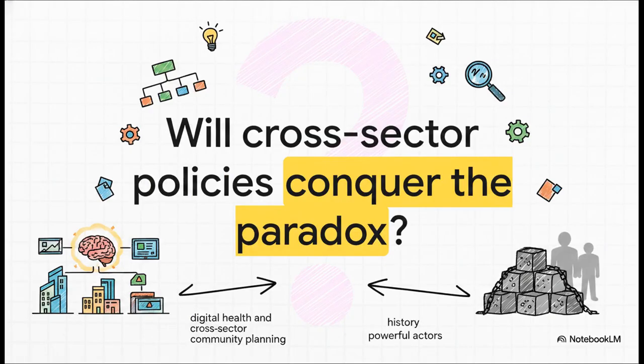As we wrap up this explainer, I want to leave you with a pretty massive question. We are at a real crossroads in the United States. We know the history, we know who the powerful corporate actors are, and we see the incredible promise of digital health and cross-sector community planning. The question is, will we continue to let corporate mega-mergers define our health? Or will we leverage AI and cross-sector policies to finally conquer the paradox of excess and deprivation?